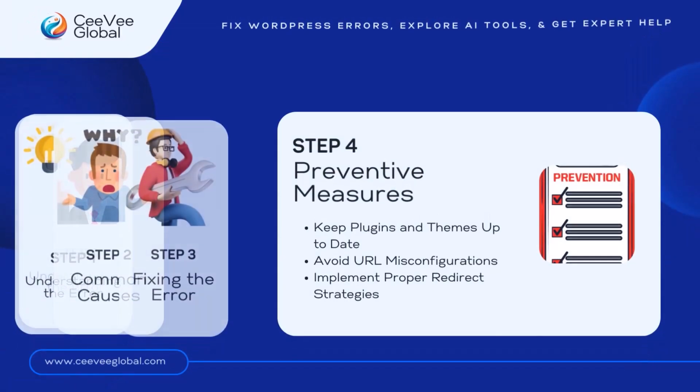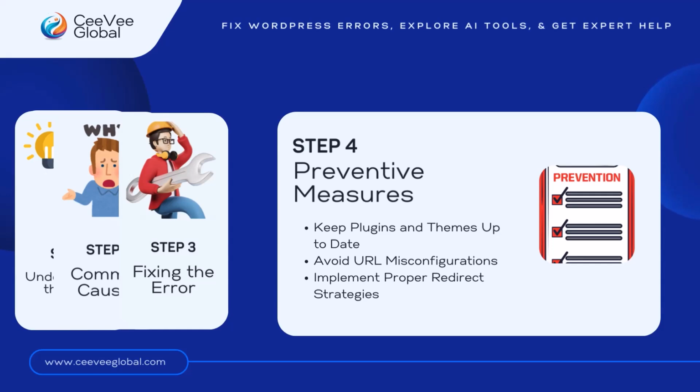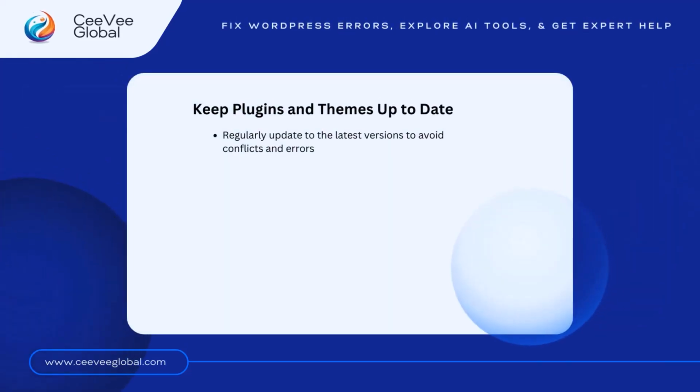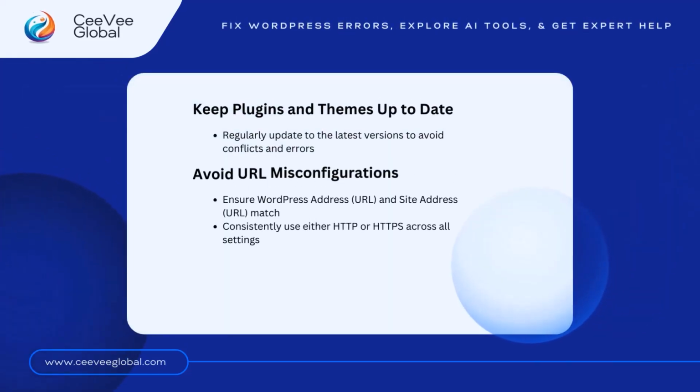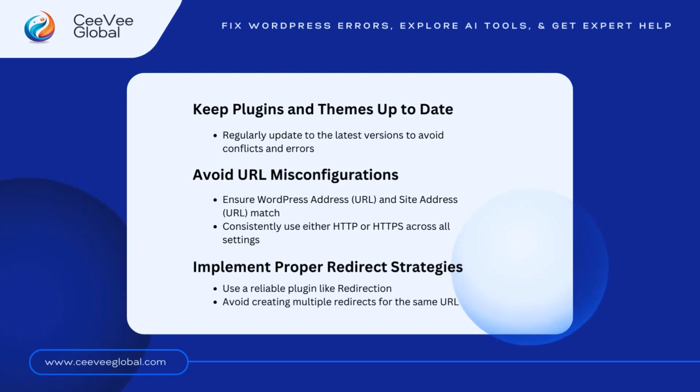To prevent this error from happening again, follow these preventive measures. Keep your plugins and themes updated. Double-check your URL settings for consistency. Use reliable plugins for redirects and avoid creating multiple redirects for the same URL.